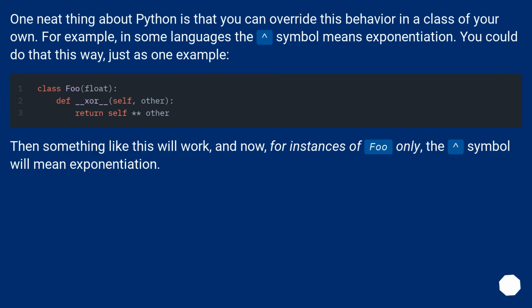One neat thing about Python is that you can override this behavior in a class of your own. For example, in some languages the symbol means exponentiation. You could do that this way, just as one example. Then something like this will work, and now, for instances of foo only, the symbol will mean exponentiation.